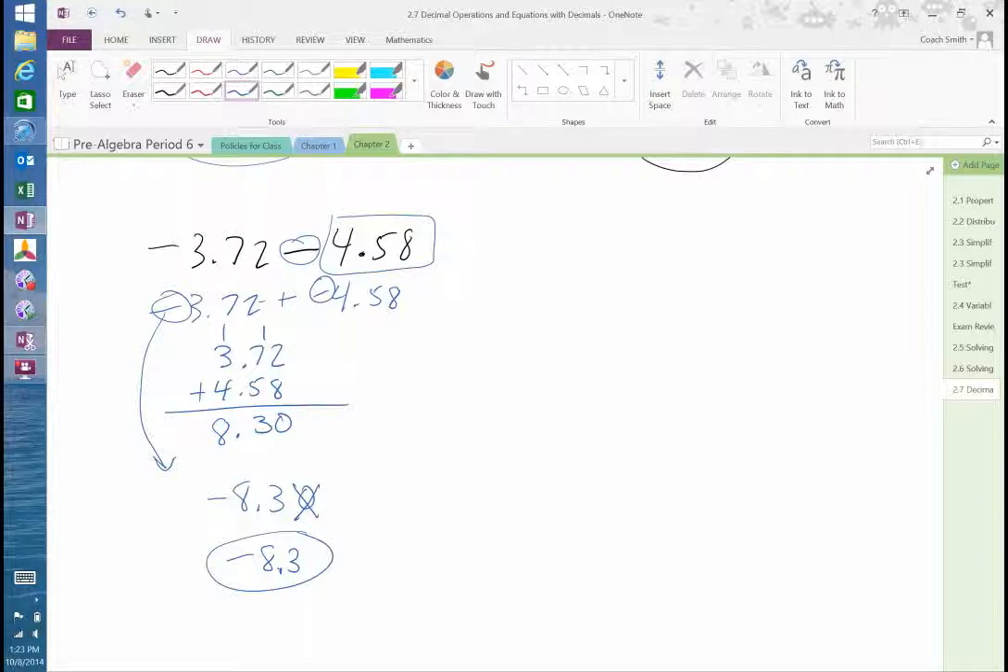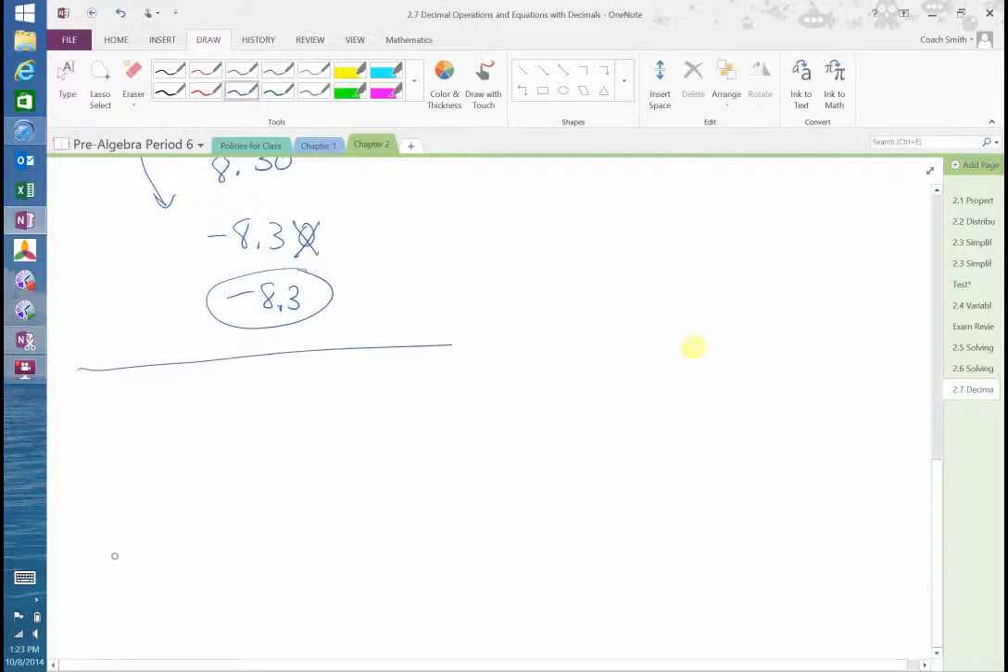So, now let's look at a multiplication one with multiplication and division. So we have negative 4.8 times 0.1.